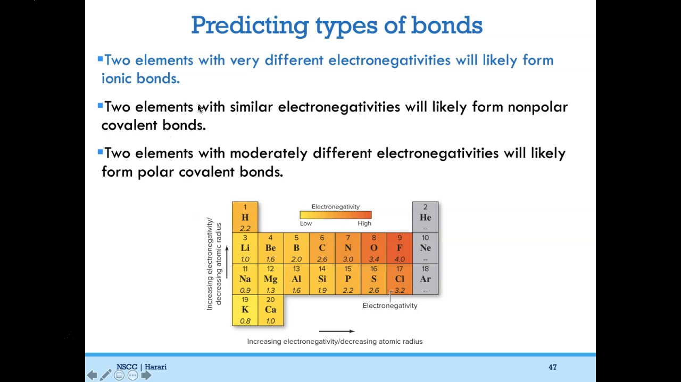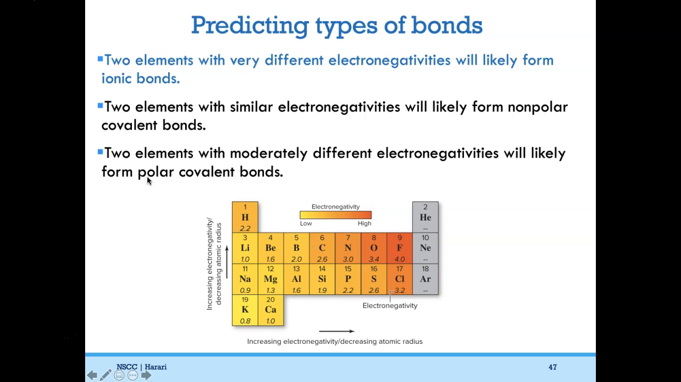Two elements with similar electronegativities will form nonpolar covalent bonds. That example is like methane. The hydrogen and the carbon of methane both have similar electronegativities. Neither wants electrons that much more than the other, so they're going to share very equally.